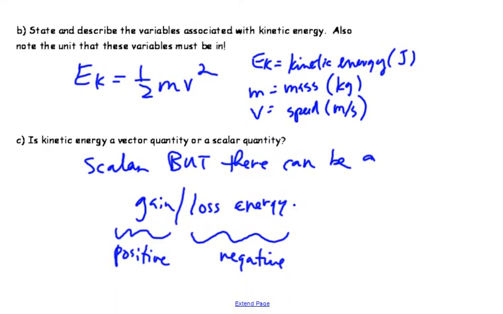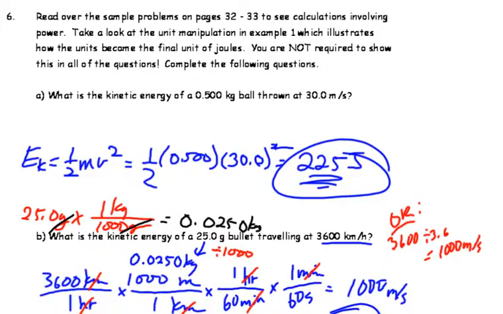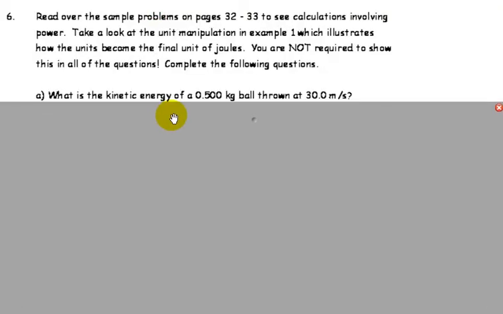Vector or scalar, it's a scalar quantity, but of course, just like work, it can be gained or lost. So if the kinetic energy is increasing, it is considered positive in that it gained energy. Or if the object lost kinetic energy, it would have a negative energy value, meaning that it was lost, of course. Okay, if we look at some questions here involving that.